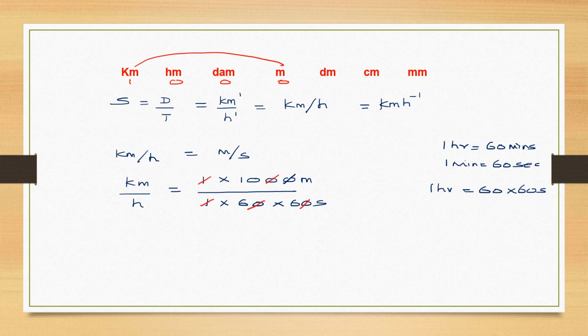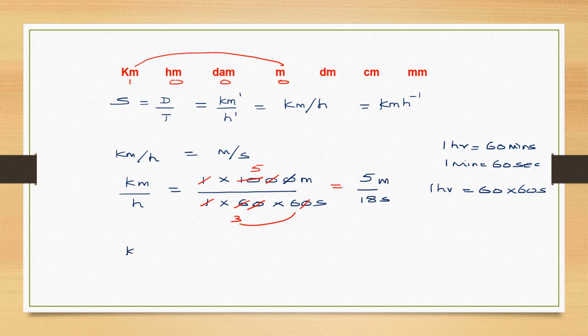Now I can use 2 to cancel 10 and 6. 2 3s are 6 and 2 5s are 10. Now that's it. I don't have anything else. So in my numerator, I have 5, and in my denominator, I have 3 into 6. 3 into 6 is 18. And this is meters and this is second.